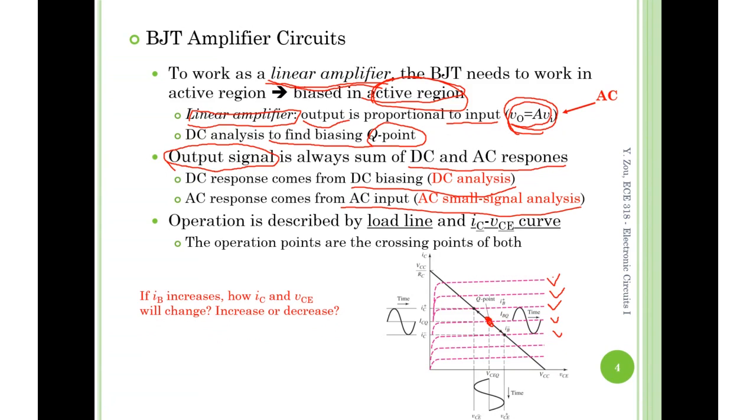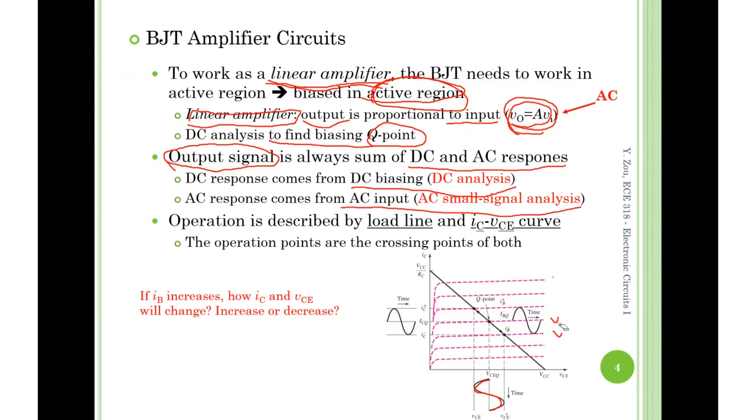And that AC is going to make the IB curve change. Since AC is going up and then going down, back and forth, your swing of your output IC and VCE is also swinging. This is the projection of the VCE due to the swing of IB. Why IB is swinging, once again, is due to the AC input. This is how we interpret this curve.